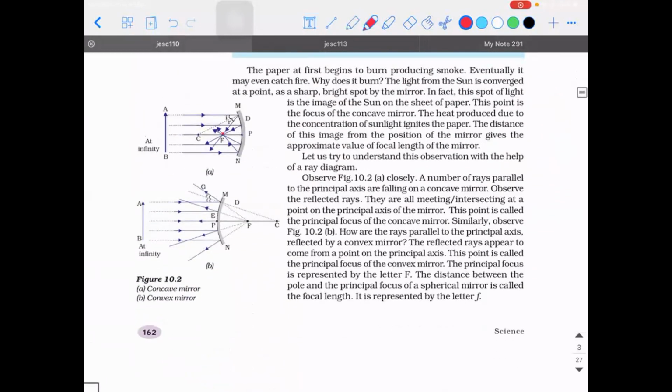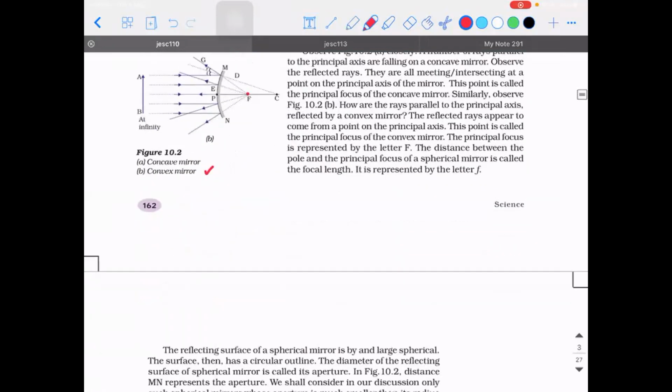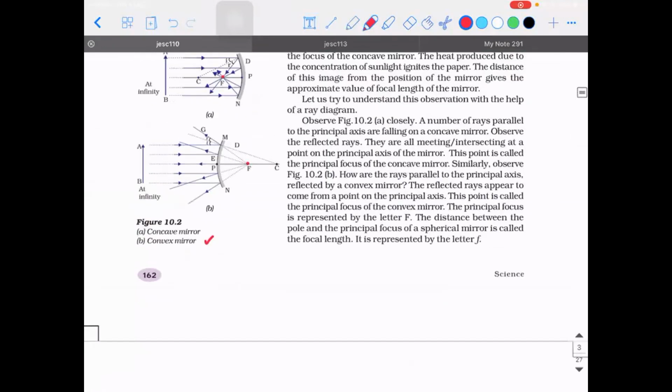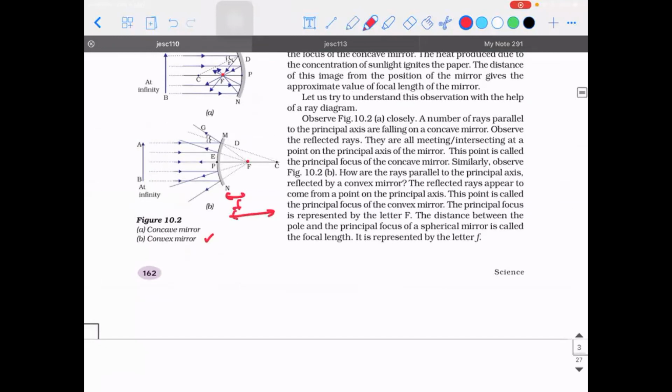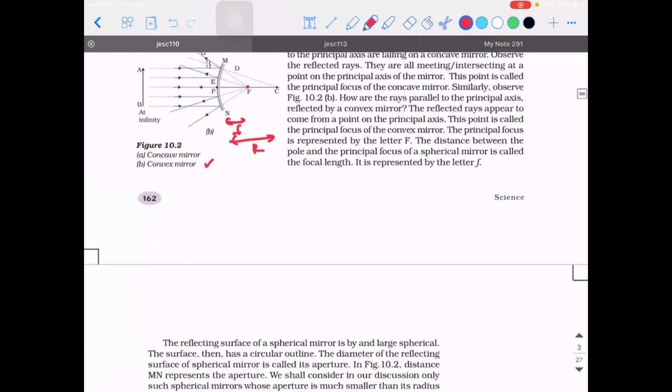So with respect to a concave mirror, the rays actually meet at the principal focus. Whereas with respect to a convex mirror, what will happen? The reflected rays appear as if they are coming from the focus, because with respect to a convex mirror, the focus is on the other side. Okay, focus is on the polished side. So here also same thing. F, this distance is R. F is equal to R by 2.